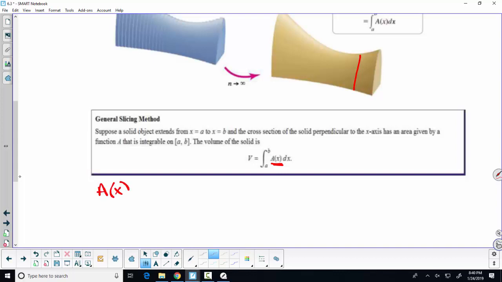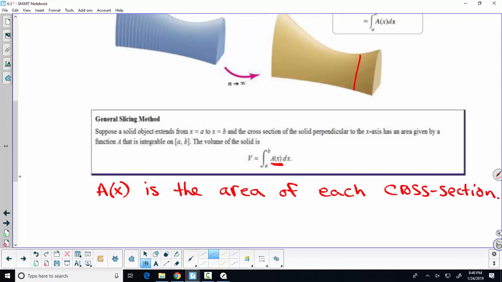Let's say that A of x is the area of each cross-section. So, cross-sectional areas. When you're asked to find a volume, the heart of the problem is determining what that function is that gives me the area of each cross-section. Everything else is just my starting point, my finish point, and dx, which is the thickness of each one.